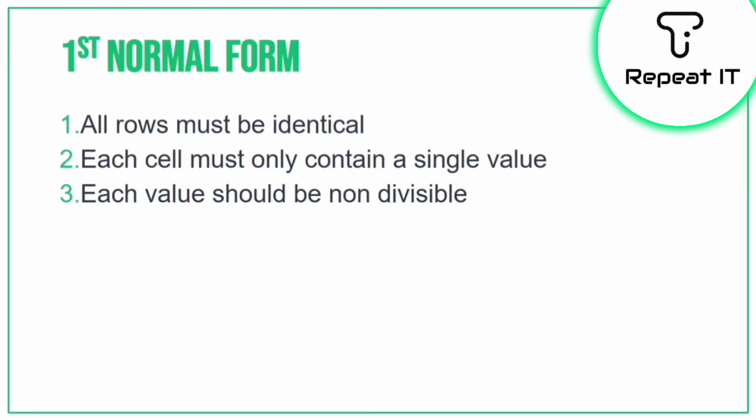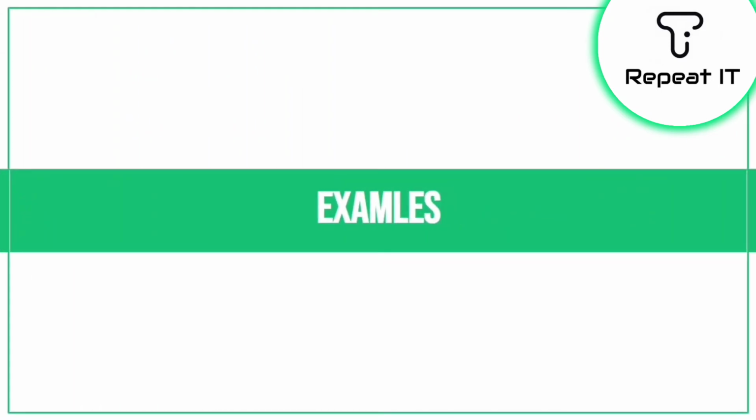And the next one is each cell should contain only one value, so you cannot have a cell in a table that has a list of values. And finally, each value must be indivisible. This means that if you have something in a cell, you cannot split it into other parts. So let's look at an example of each of them.